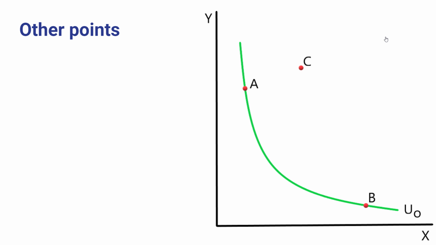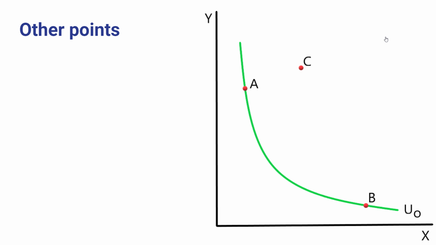However, there are points such as point C that lie above and to the right of the indifference curve. One thing we can note is that when we compare point C to point A, at point C the person is getting more of good Y and more of good X. In general, this means that point C would provide a higher level of utility.